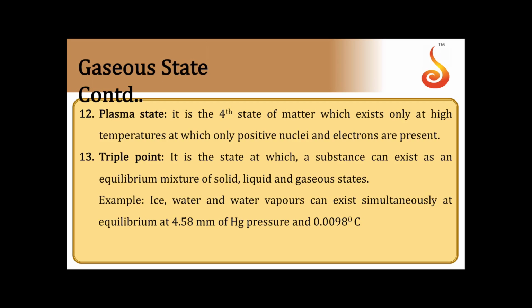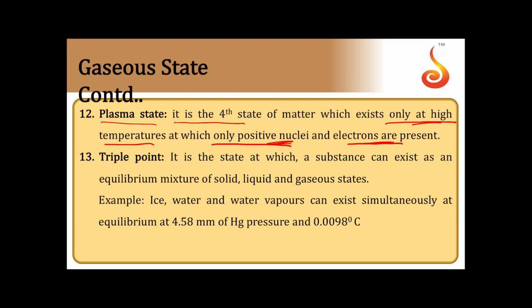Then, plasma state is the fourth state of matter which exists only at high temperature. At high temperatures, because of ionization of the gas molecules, only positive nuclei and electrons are present. So the plasma state mainly contains only positive nuclei and electrons, because plasma exists only at high temperature. High temperature means ionization of the gas molecules takes place.